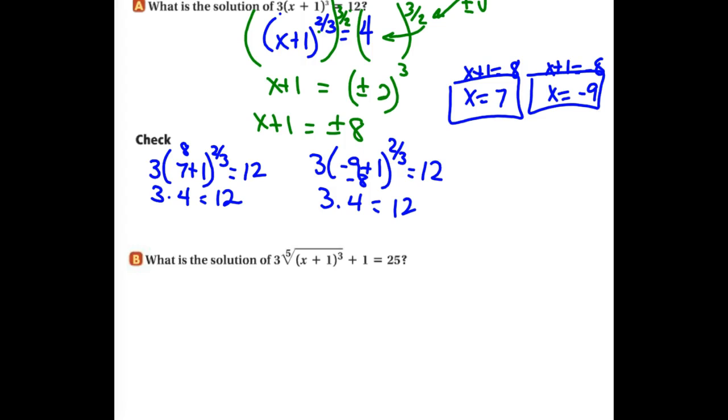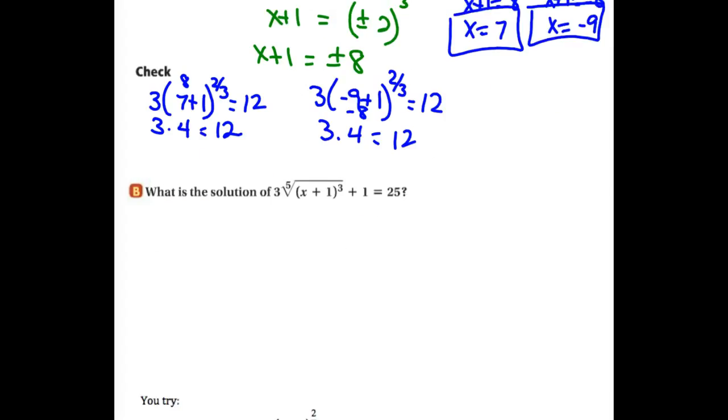All right, take a look at the next one. I'm going to pause the recording. I want you guys to talk at your table. What would the first couple steps be for solving this?